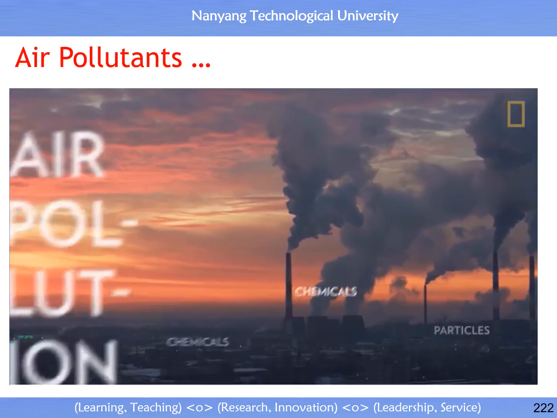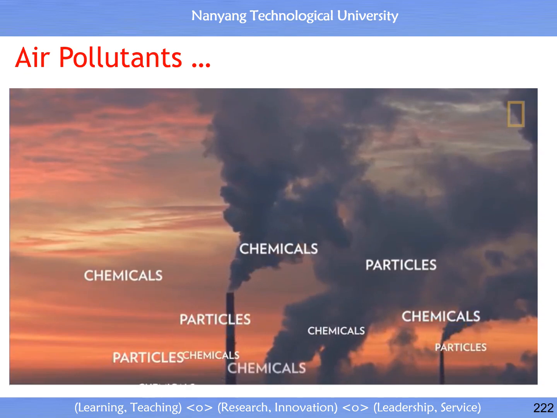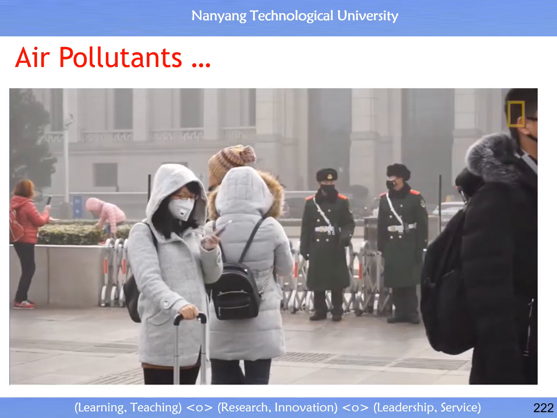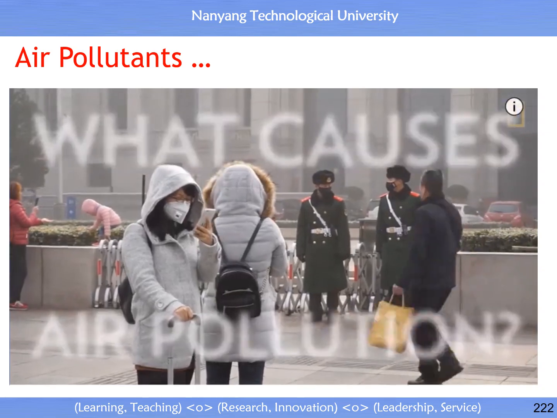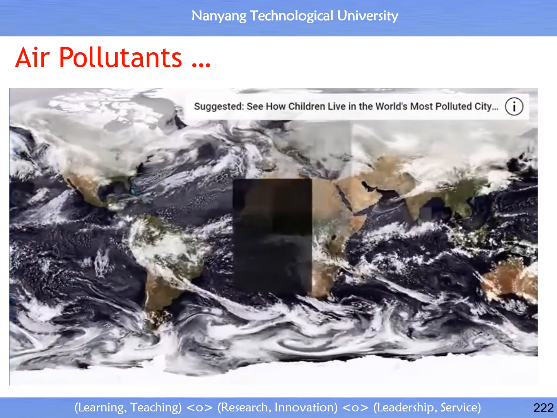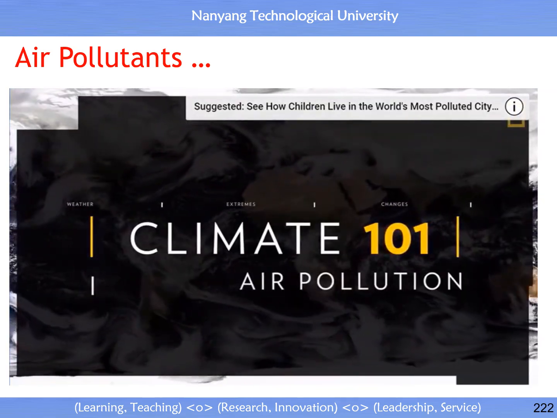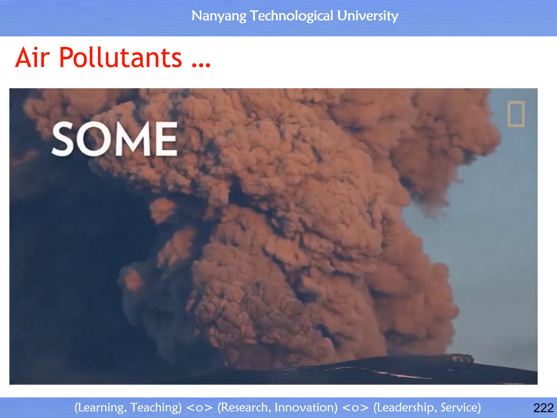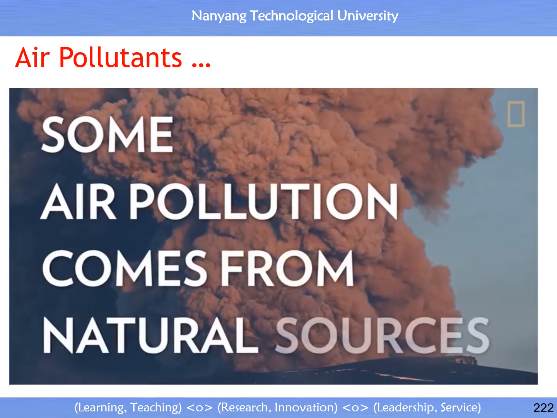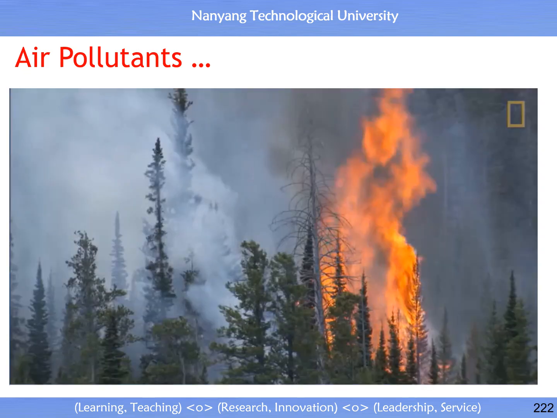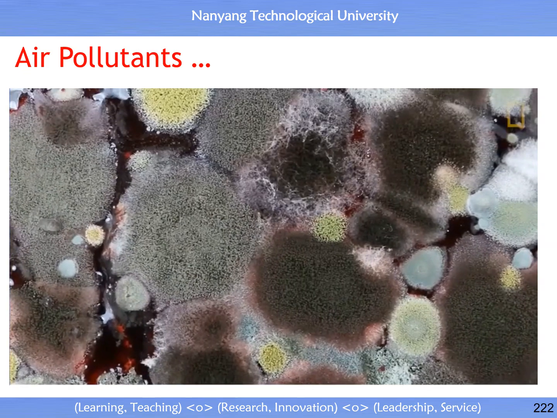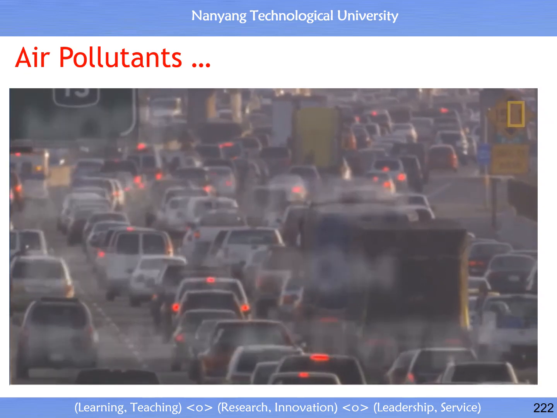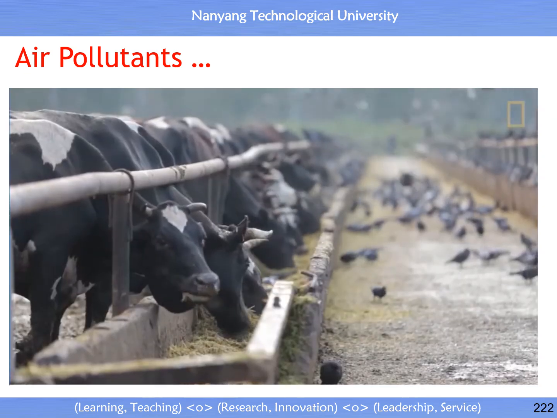Air pollution consists of chemicals or particles in the atmosphere that pose serious health and environmental threats. But what causes air pollution, and what does it mean for our planet? Some air pollution comes from natural sources like volcanic eruptions, wildfires, or allergens. But most air pollution results from human activities, such as energy use and agriculture.